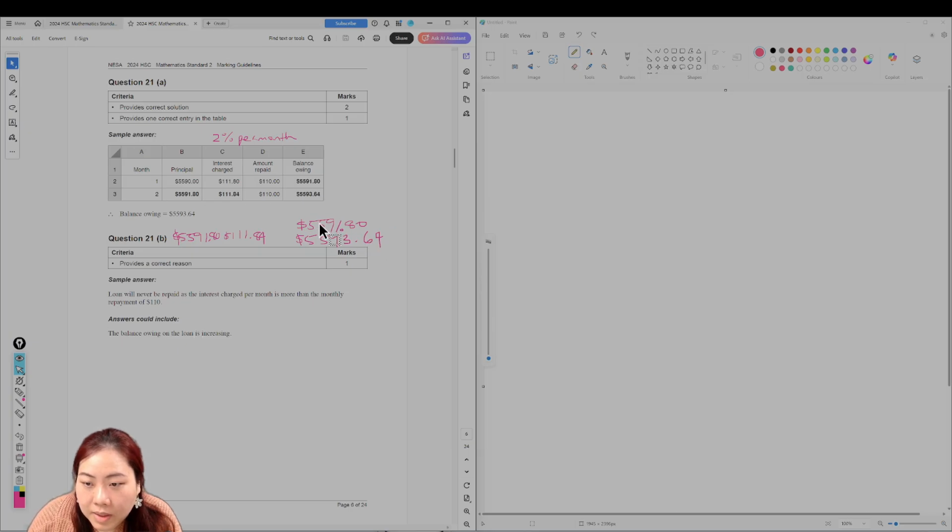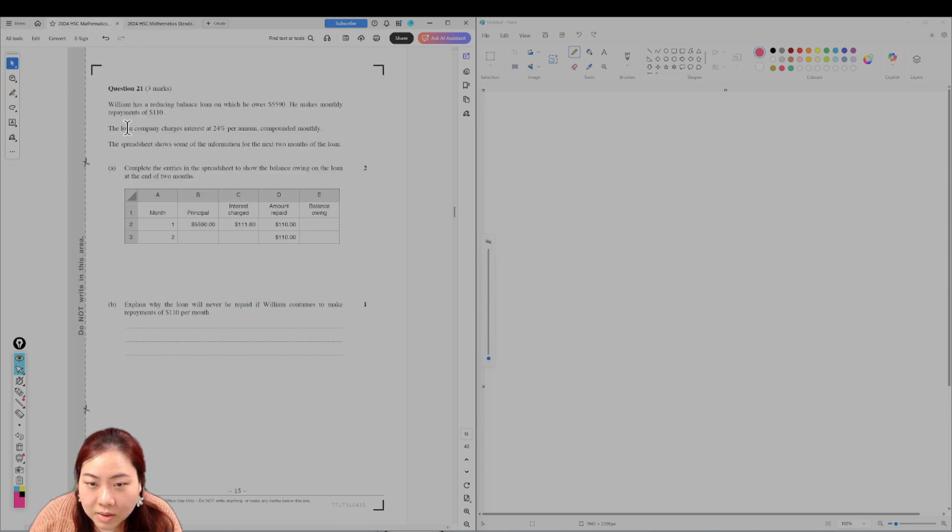Yes, we got those figures. Yes, good. The loan will never be repaid as the interest charged per month is more than the monthly repayment of $110. The balance owing on the loan is increasing. There you go. Don't do what William is doing. Be smarter with your money.